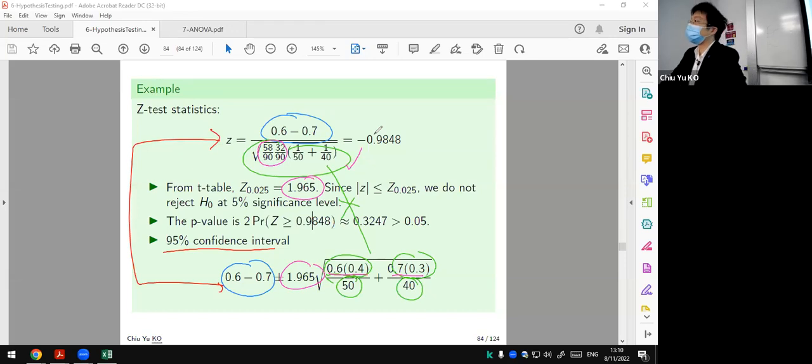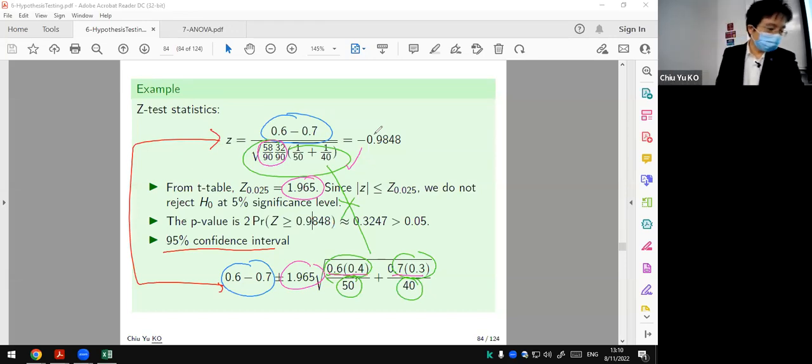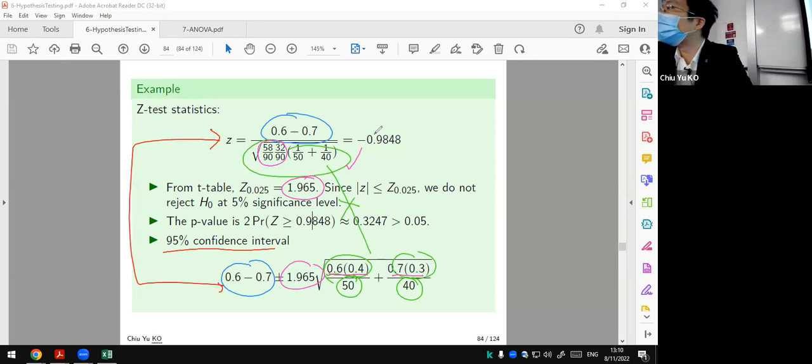Is there any question? Because it's basically just applying the formula. Is that okay? Any question? Okay, if no, then I will talk about the F-test.